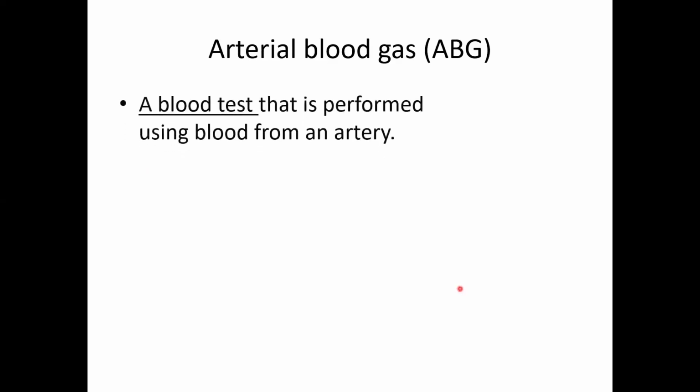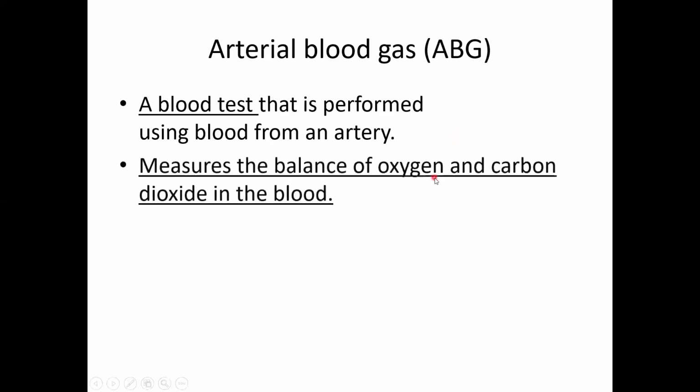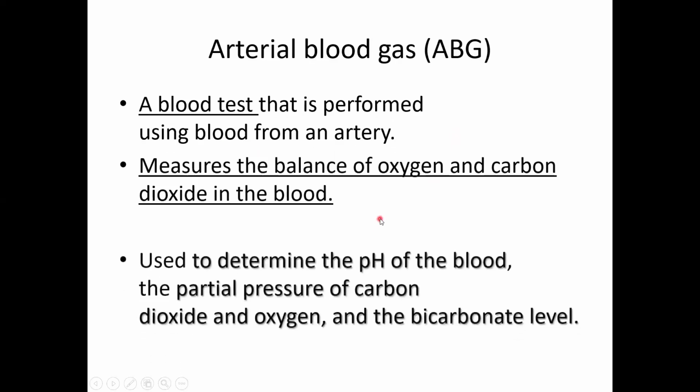Arterial blood gas is very important to find out the underlying cause. It is a blood test performed using blood from an artery. The blood is collected from the arteries and tested for oxygen and carbon dioxide concentration. This test is used, for example, if the patient is unconscious, or if the physicians are not reaching a diagnosis. So this ABG test is very important.